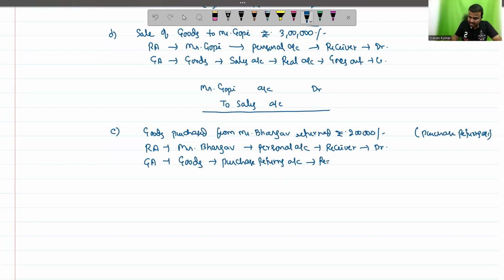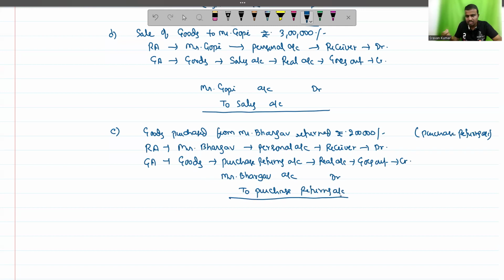Here goods is a real account. And what is the rule for a real account? Debit what comes in, credit what goes out. Here goods go out of the business, so that account is credited. So we write the journal entry: Mr. Bhargav account debited to purchase returns account. Okay, next.